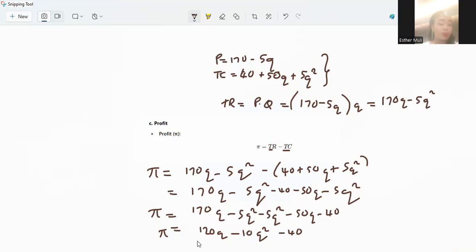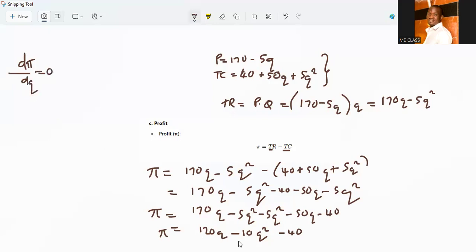So now this is our profit function. To maximize profit, we have two formulas that we can use. Number one, you differentiate and equate it to 0. So the derivative of profit over Q, you equate it to 0. This is our margin of profit.